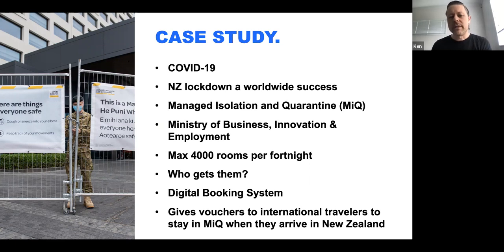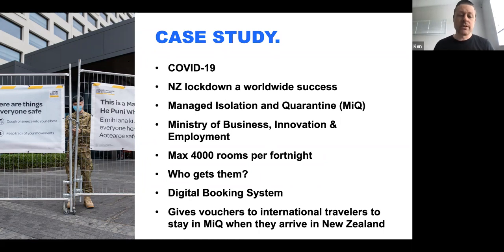And what came from this is a system that is designed to help travelers book and manage their rooms in managed isolation and quarantine, or MIQ. And this booking system is the responsibility of the Ministry of Business, Innovation and Employment, or MBIE. And essentially what happens is about 4,000 rooms are released every 2 weeks. And the question is who gets them?